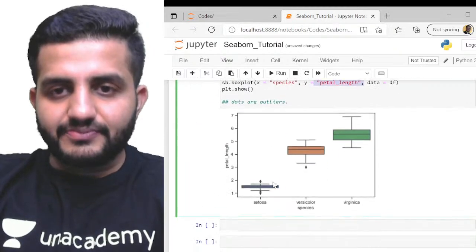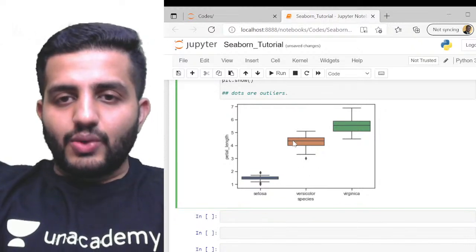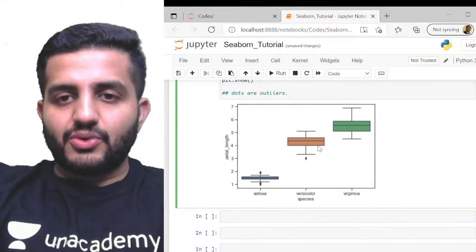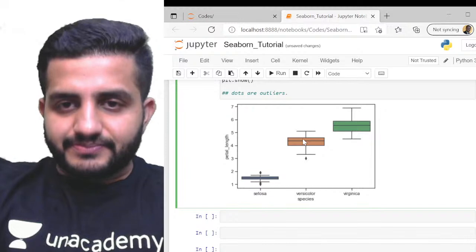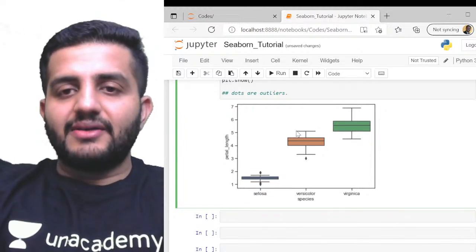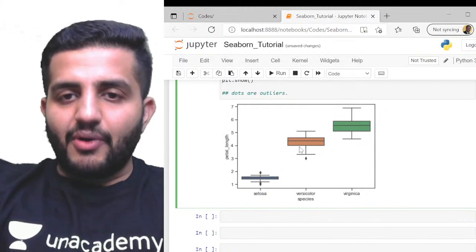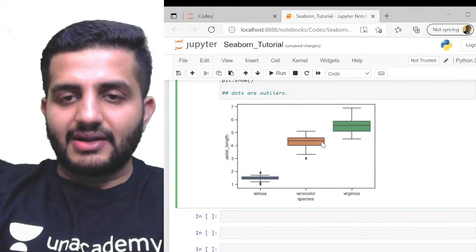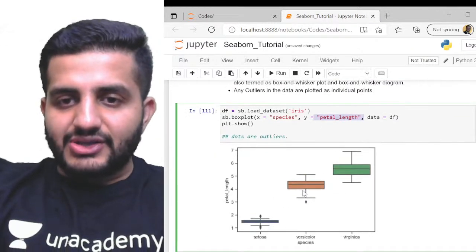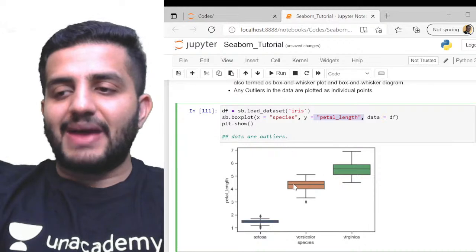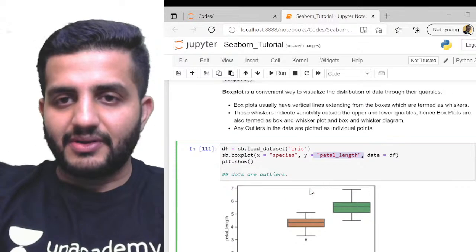In my graph, look at the orange one. This is a clearer picture, so I'll be able to show it to you. Here you can see I have three different parallel lines. I have the bottom line, inside the box I have another line, and the third is my top line. So I have three parallel lines here: the bottom line, the mid line, and the top line. We call these whiskers.